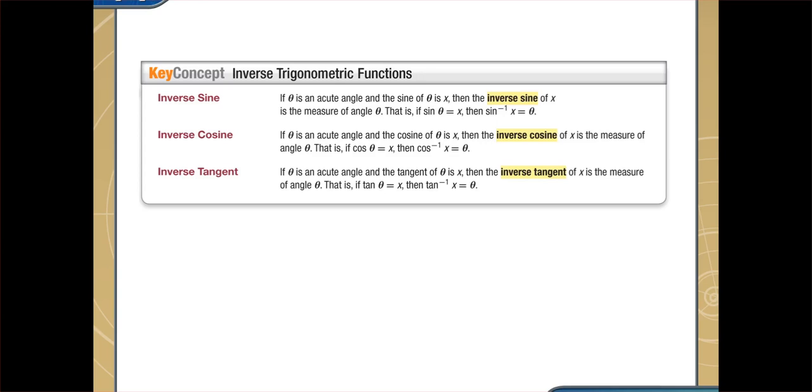Hello, in this video we are going to learn about inverse trigonometric functions. Here we are going to learn three of them: inverse sine, inverse cosine, and inverse tangent.